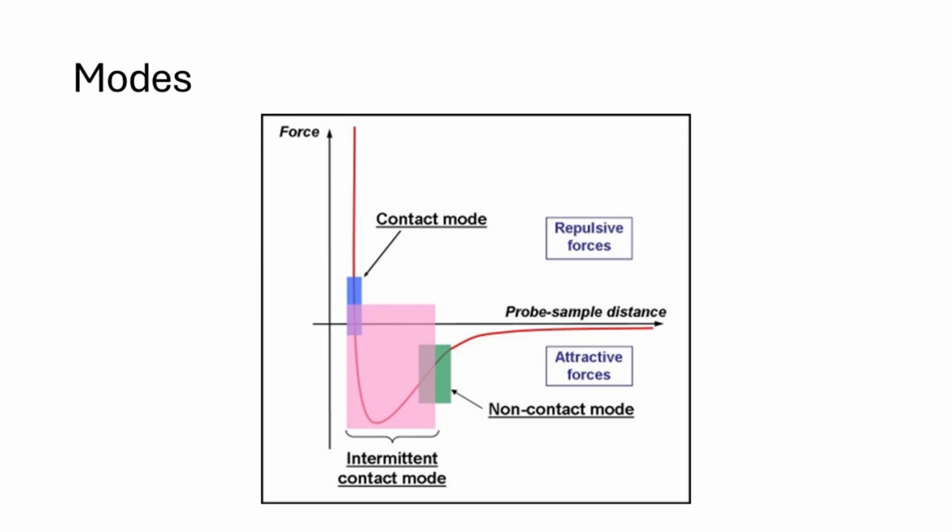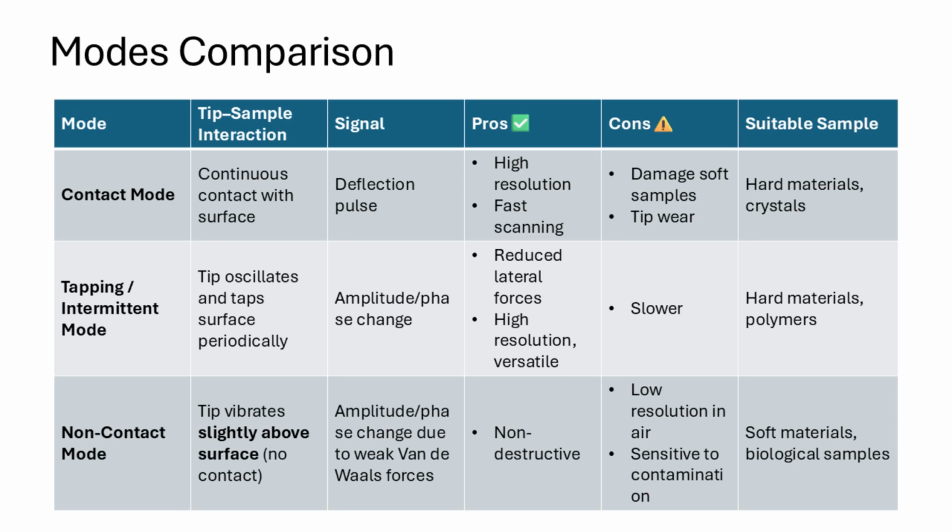And for the intermittent contact mode, which is tapping mode, it's using the force between these two modes. For different modes, they have different signal detecting techniques, pros and cons, and suitable samples. For contact mode, it is continuous contact with the surface and its signal is by deflection detection.